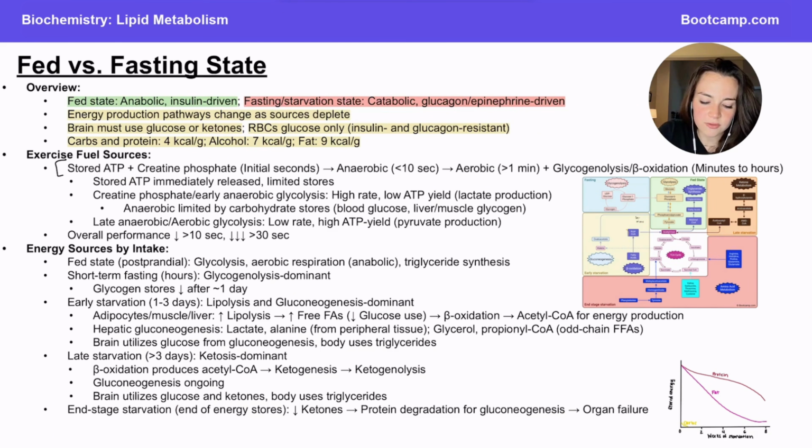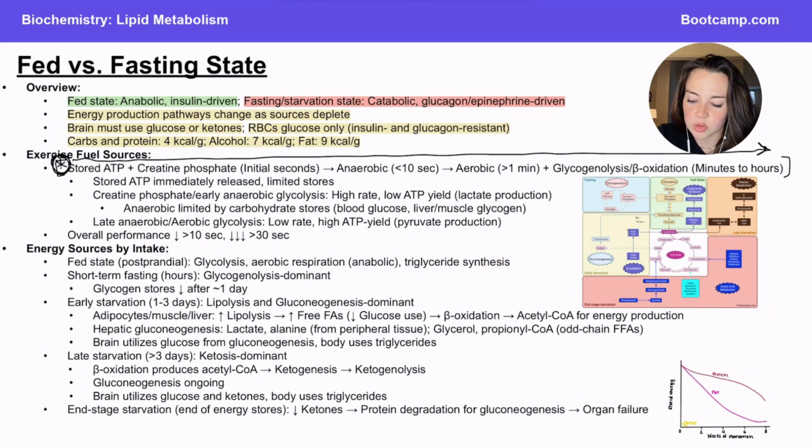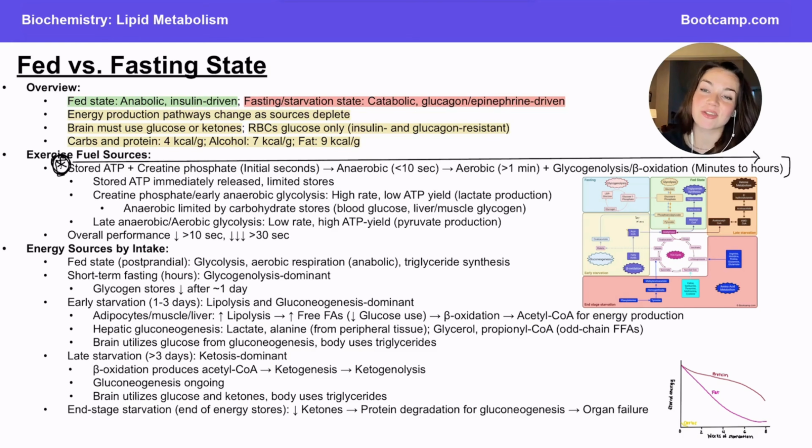So you can look at this first bullet point here on the outline as sort of like a timeline. The start of our exercise effort is sort of over here at time point 0, and then you can see how those exercise fuel sources change as you progress through the exercise effort. In the first burst of exercise, in the first couple seconds, we're going to have 2 energy sources.